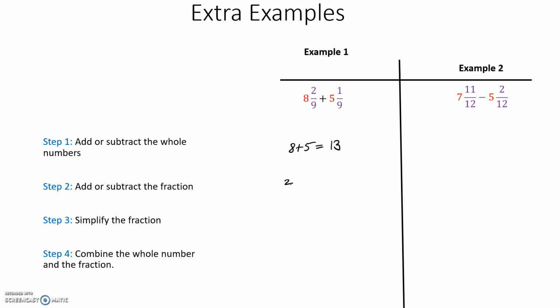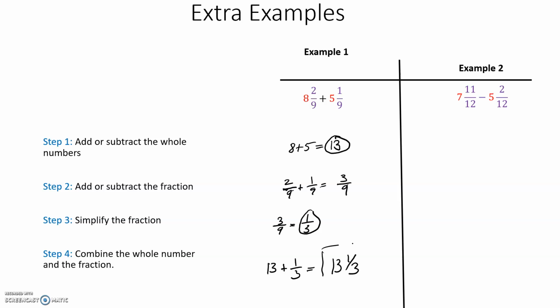Add the fraction. So 2/9 plus 1/9 equals 3/9. All right. And this one I can simplify because 3 is a common factor of 3 and 9. So 3/9 equals 1/3, dividing both by 3. All right, so now I have 13 as my whole, 1/3 is my fraction. Now I'm just going to combine those parts. So 13 plus 1/3 equals 13 and 1/3. And that is my answer.